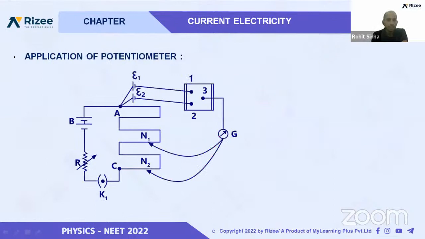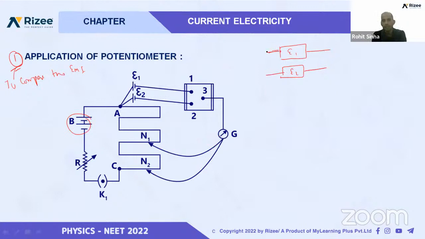Now, let us move further. This is the first application of the potentiometer: to compare two EMFs. This is the EMF of the potentiometer. But suppose I have two cells, cell 1 and cell 2. Both have different EMFs, but I do not know the EMFs because I do not have any rating. So to find the value of EMF, what do we do?